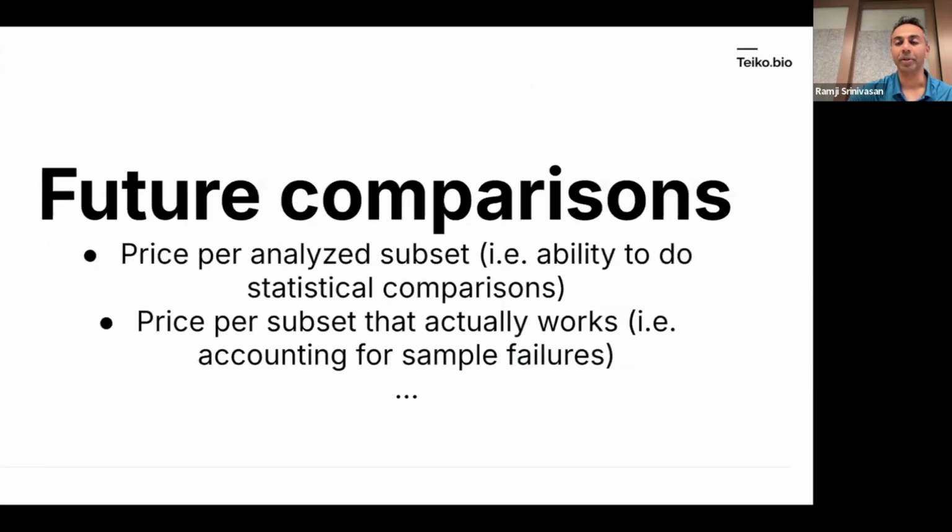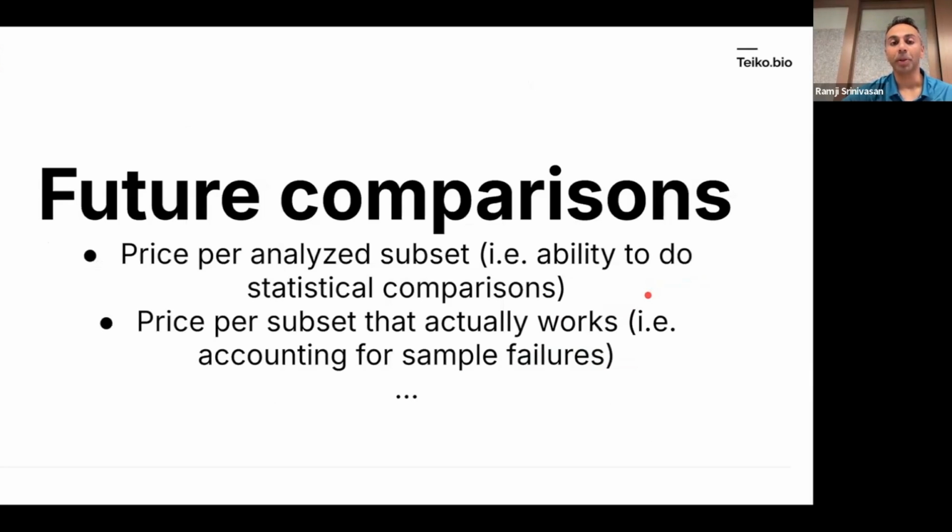Now, the casual reader might have noted that we're just comparing similar outputs if both of these are FCS and gated files. But really, a drug developer cares about price per analyzed subset, the ability to do statistical comparisons. Are T cells at day 1 different from T cells at day 14, et cetera? And then even more sophisticated is a price per subset of samples that actually work.